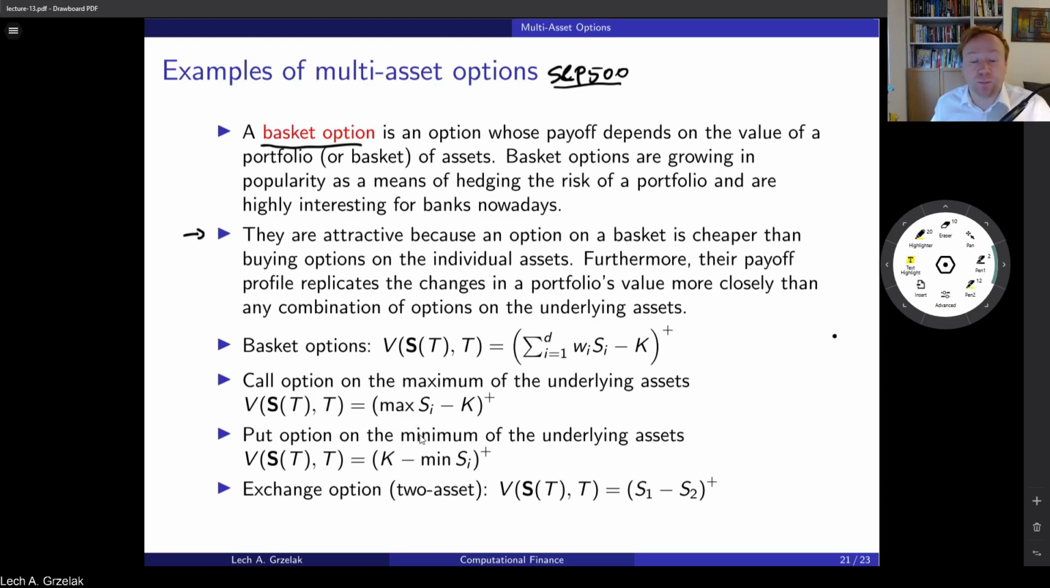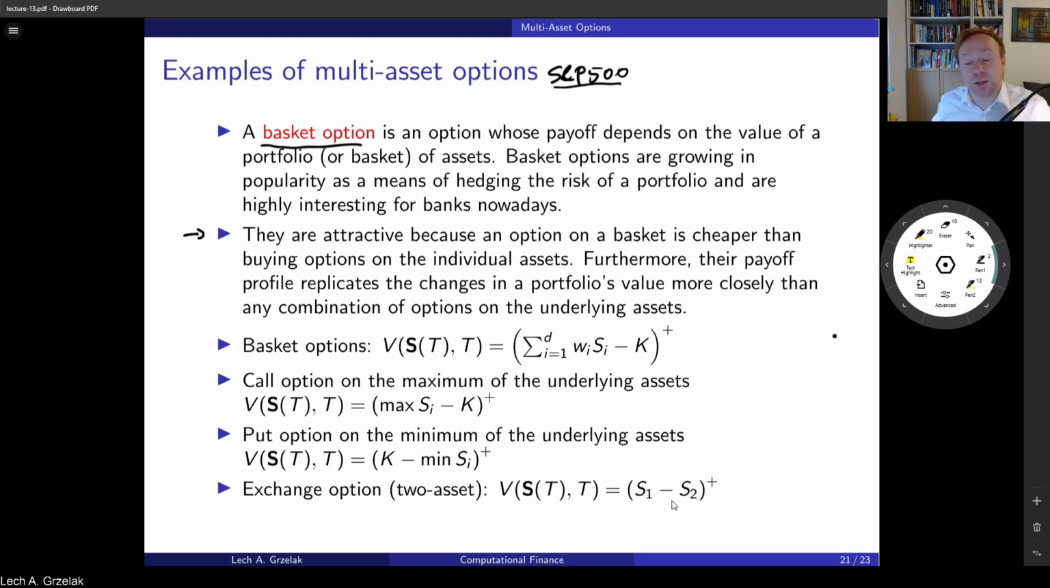Of course, we can also have put options. So for example, here we have K minus the worst performing asset. So we have here the best performing, and this is the worst performing. We can also have exchange options, where we pay the maximum of a difference of two underlying stocks. So it's a kind of spread option, an option on a difference of two stocks.